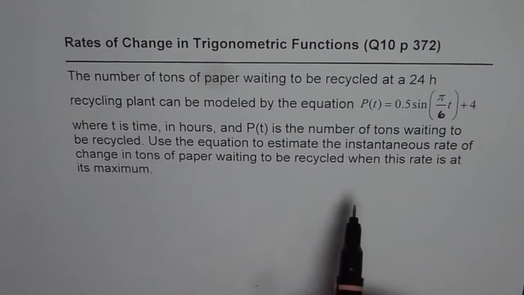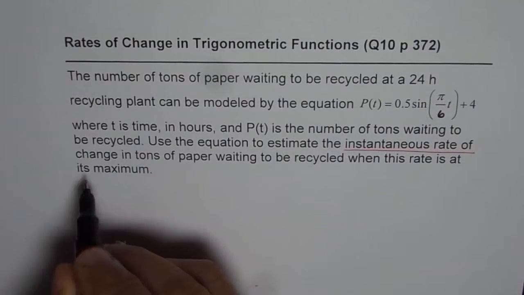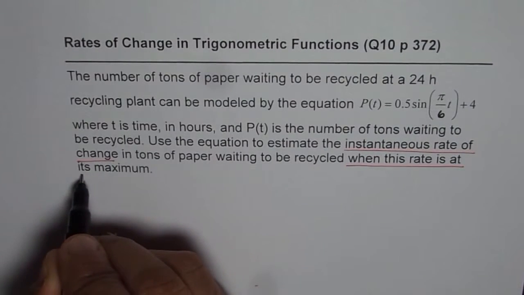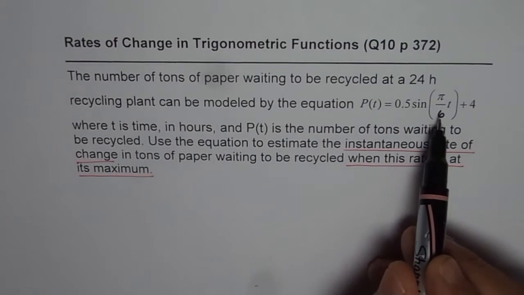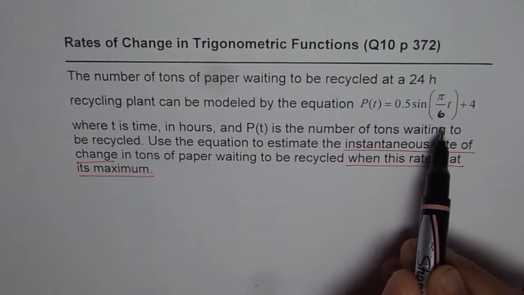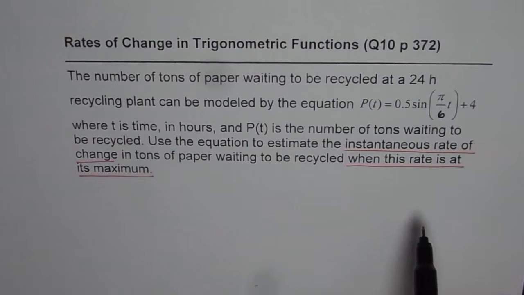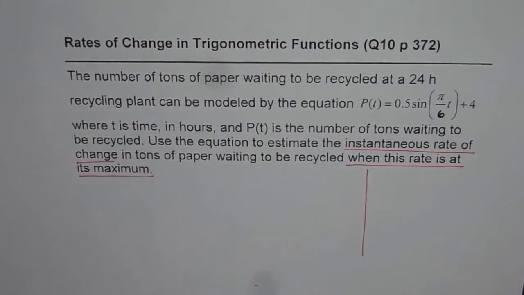So the critical point here is to find the instantaneous rate of change when this rate is at maximum. And I think that is the point which you need to understand. We are given a sine function here, and we'll figure out at which point on this sine function we are expecting maximum instantaneous rate of change. So let's try to sketch this first, and then we'll answer this question.